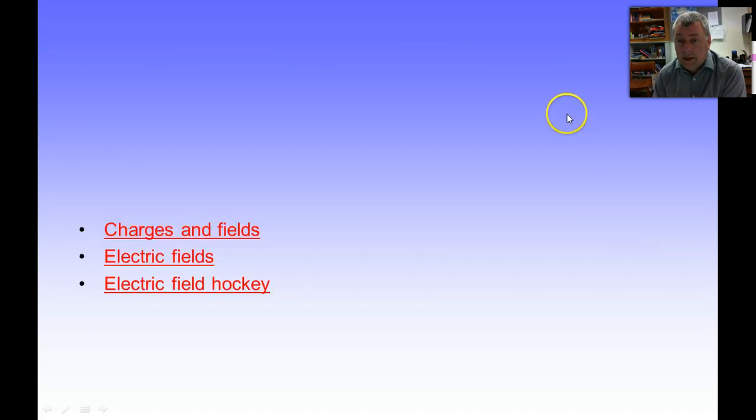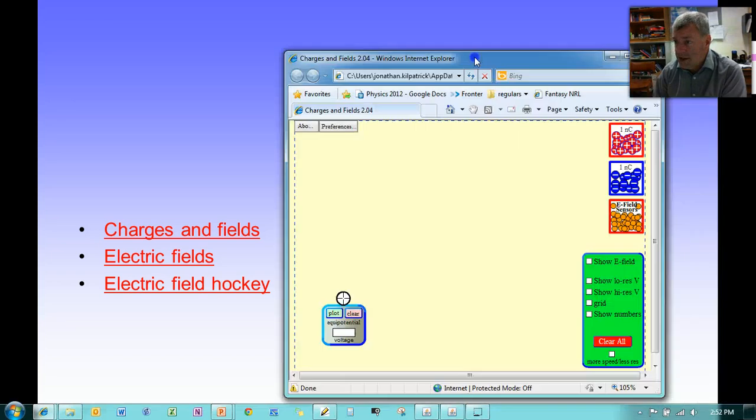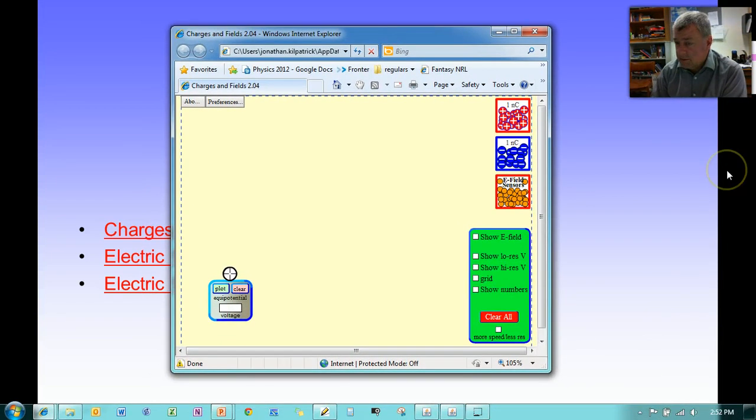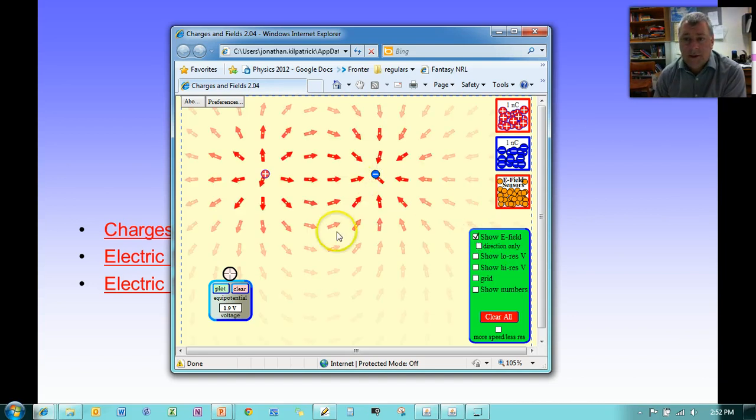Now, there's a couple of Java simulations that I'll put on the OneNote for you. If I can bring it across, I've got to use my mouse. Here's the first one. This is called charges and fields. And so what you can do here is you can bring across positive and negative charges, and if you show the electric field, that's the way the electric field would go.